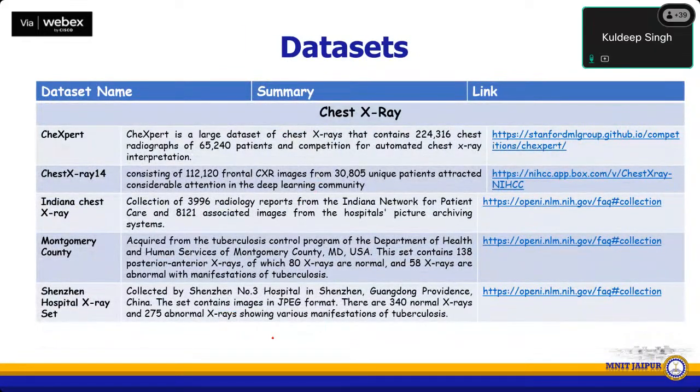Coming to chest X-ray datasets, there are multiple of them. Like CheXpert, it has a large volume of chest radiographs of more than 65,000 patients, and it's used for competition of different models. ChestX-ray14, Indian chest X-ray, and other datasets are publicly available for developing models for different kinds of abnormalities being diagnosed with the help of chest X-ray imaging.